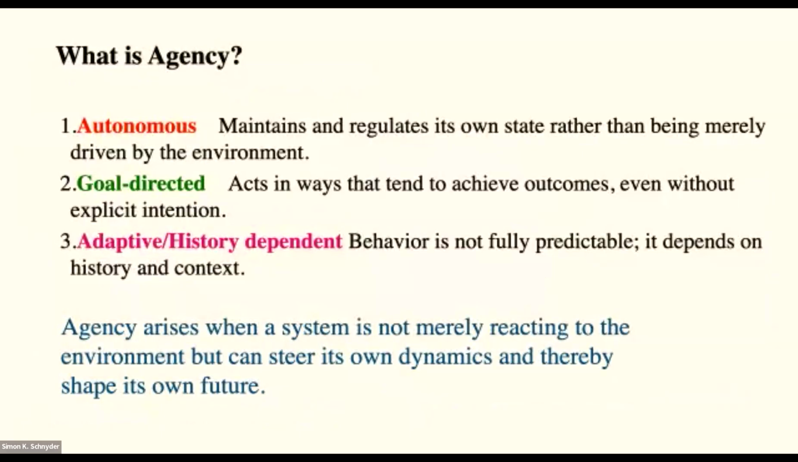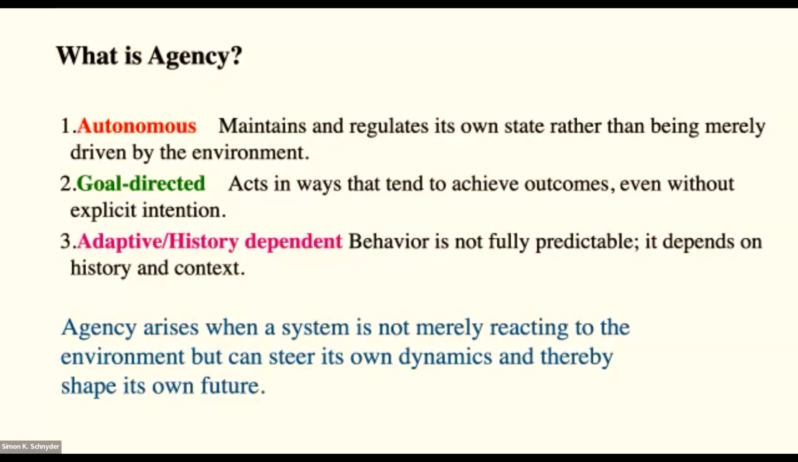So what is agency? I think everybody has their own definition of agency, but here I wanted to discuss three things. One is that it should be autonomous, right? Spontaneity is one of the most important things, I think, in defining life and agency. It's more like maintaining and regulating its own state rather than being merely driven by the environment. But at the same time, the second thing is goal-directedness. Agency must have its goal, achieve outcomes, and even without explicit intention, there should still be something like goal-directed action, right?